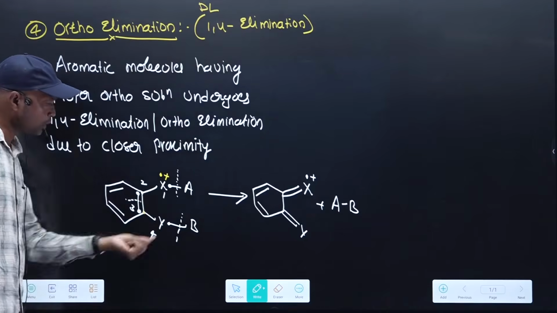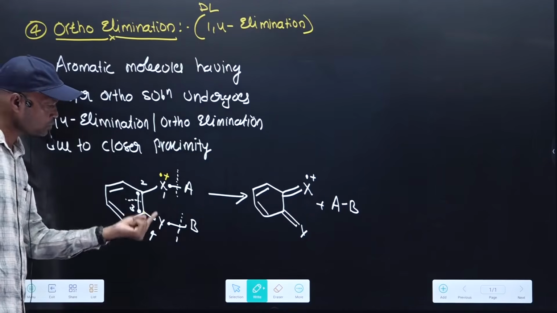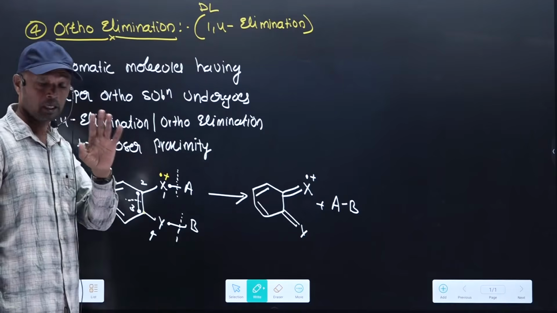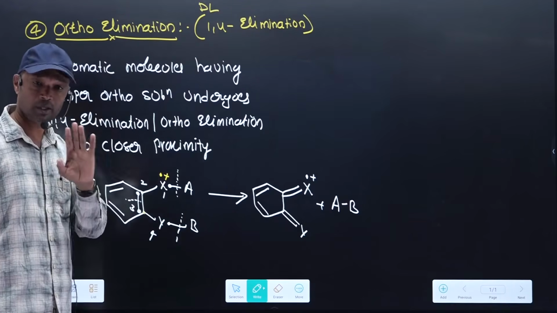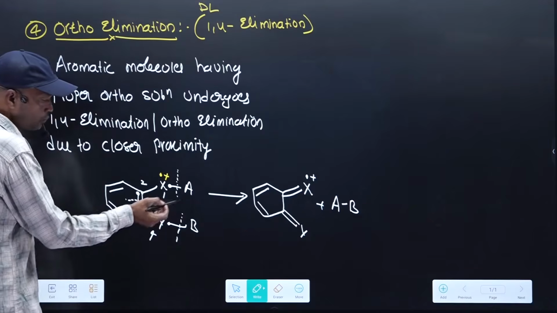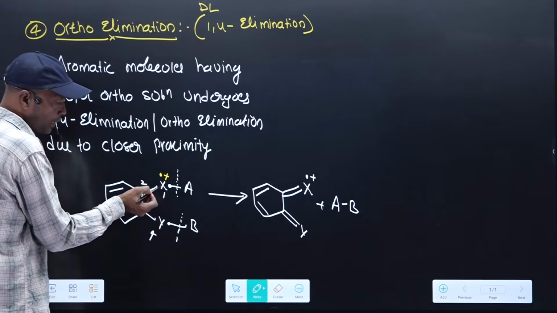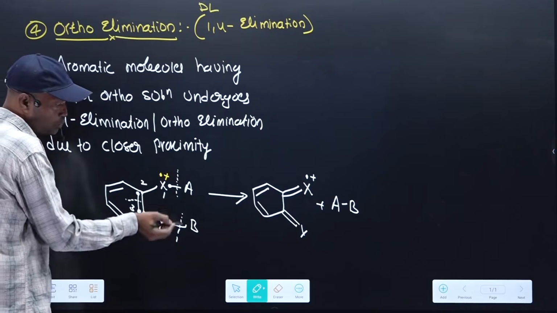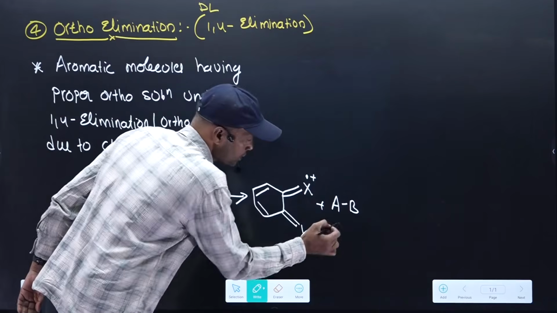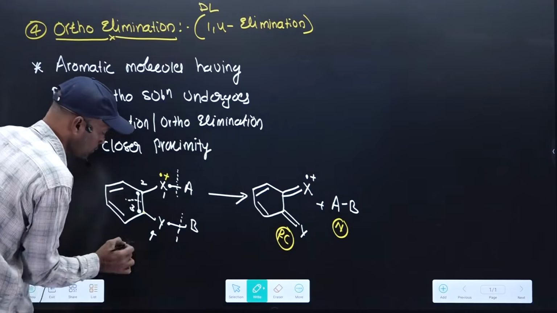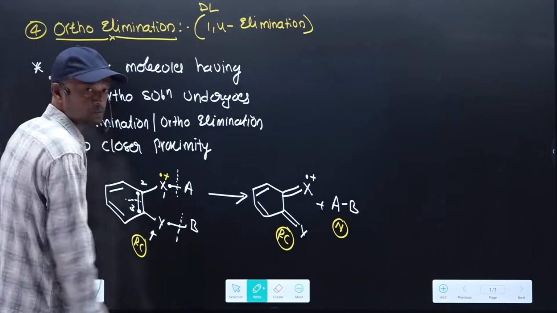If any aromatic molecule has proper ortho substitutions, this is possible. If there is no proper ortho substitution, this reaction is not possible. So there is a loss of an atom from X and an atom from Y, and these two will be removed as a neutral molecule. See, this is neutral. And what is this? Radical cation. Yes, this is possible.